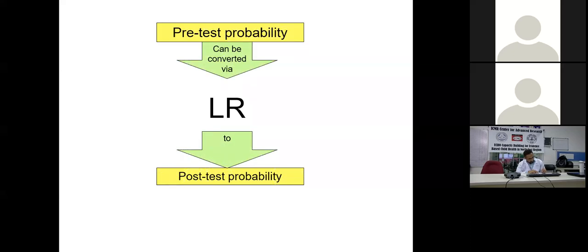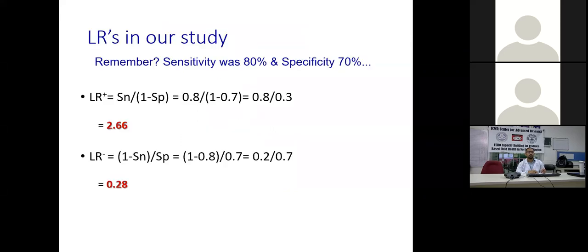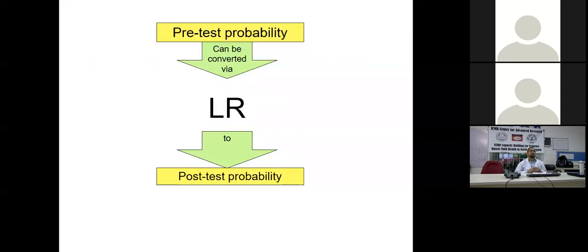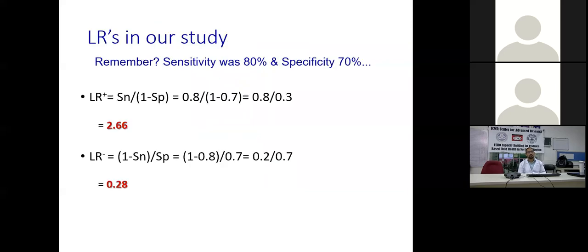Why do we even bother about likelihood ratios? We bother about likelihood ratios because of an interesting mathematical property that it has, and that the pre-test probability can be converted via the likelihood ratio to a post-test probability. I'm not going to go into the maths of this, but it can easily be derived. There's no great mathematics involved in it. So what were the likelihood ratios in our study?